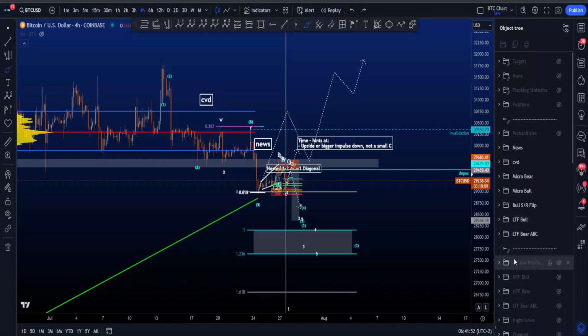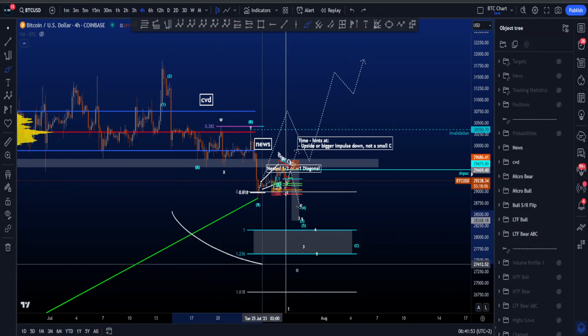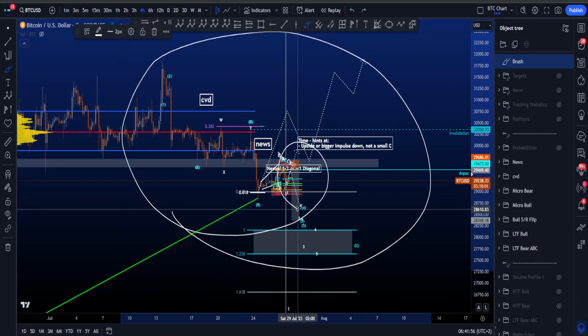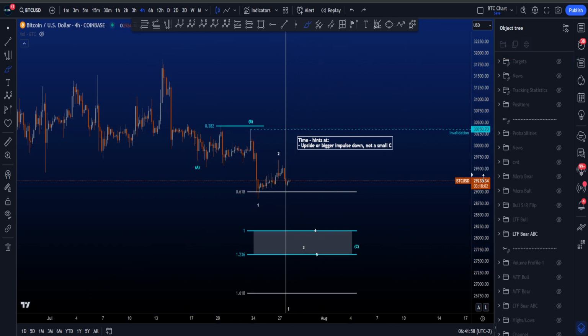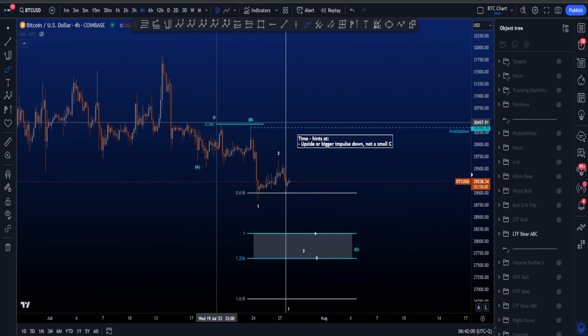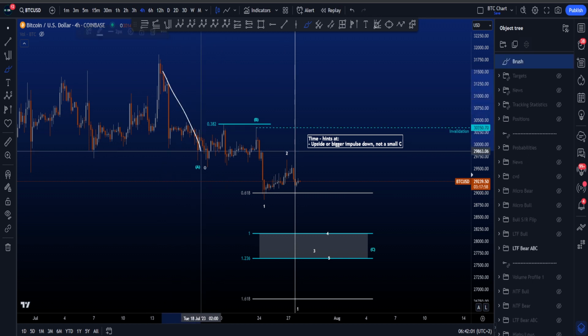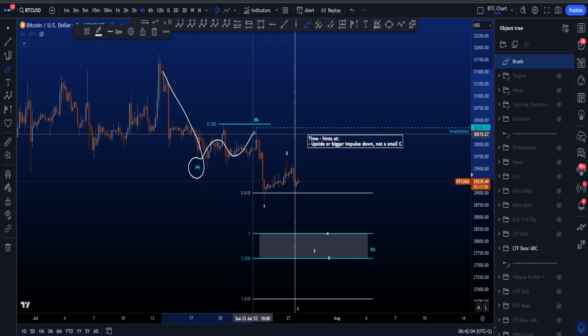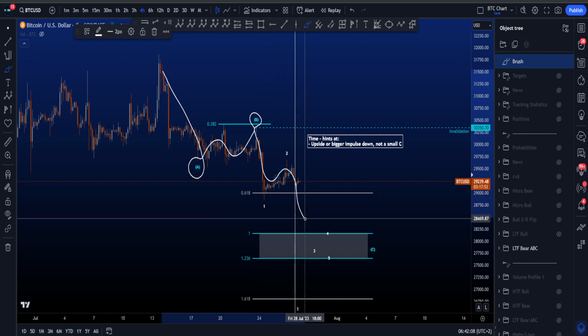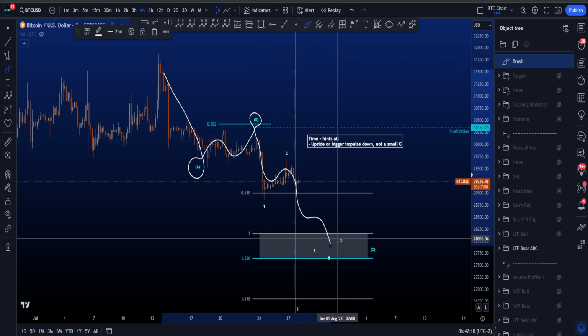Hi everyone, let's go over my low time frame and micro bullish and bearish Elliott Wave scenarios on Bitcoin. Starting with the low time frame bearish ABC scenario, where we are looking for a zigzag to the downside in a wave A, a 5-wave structure, followed by a WXY in B, which is a 3-wave structure, and now we're looking again for a 5-wave move to the downside.